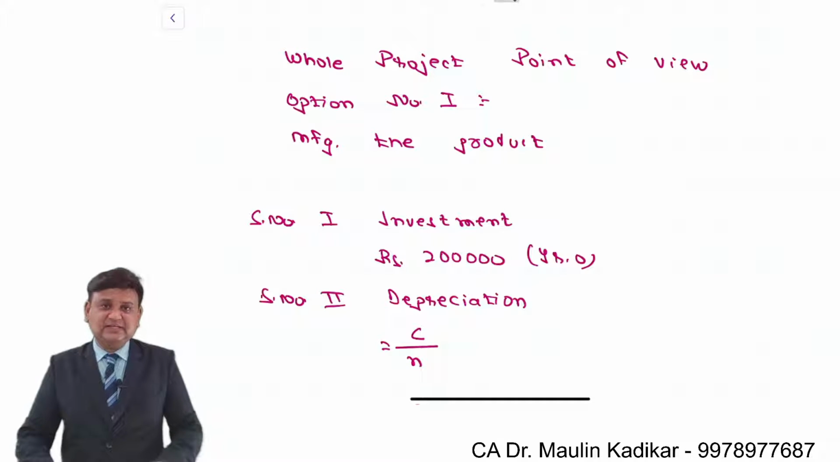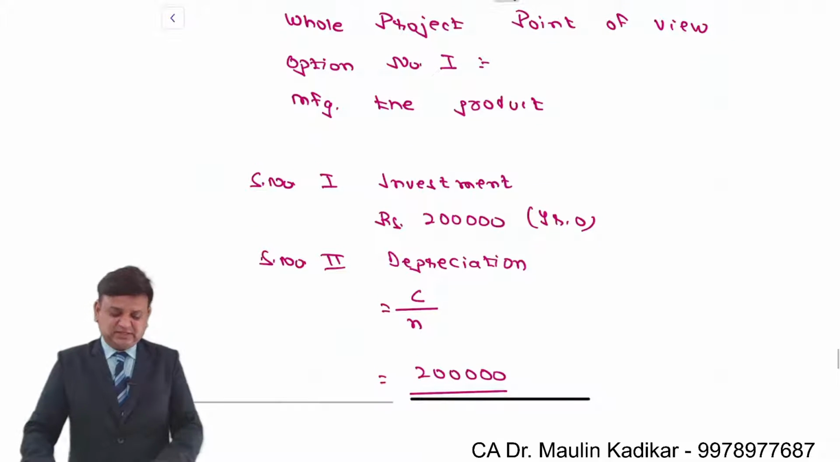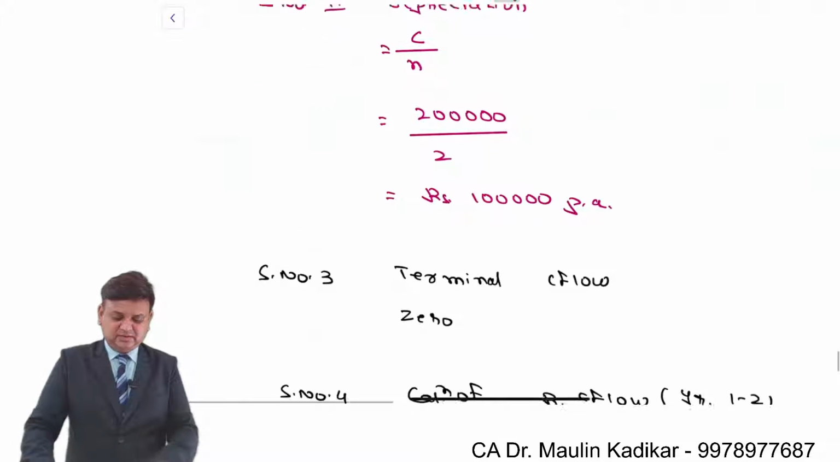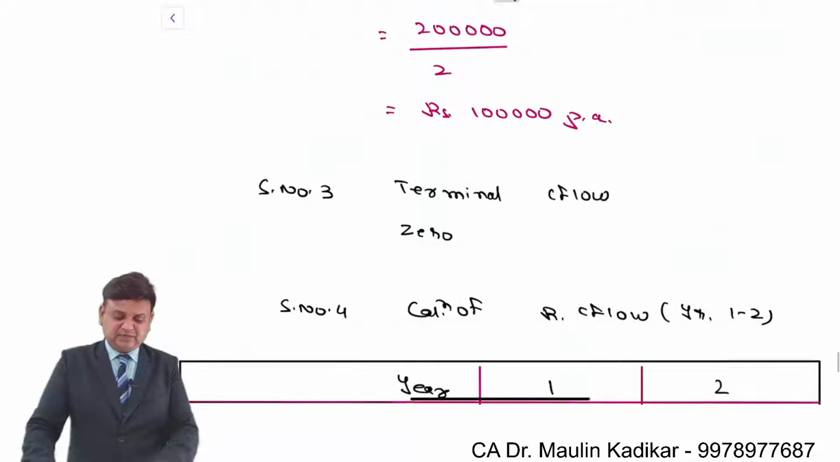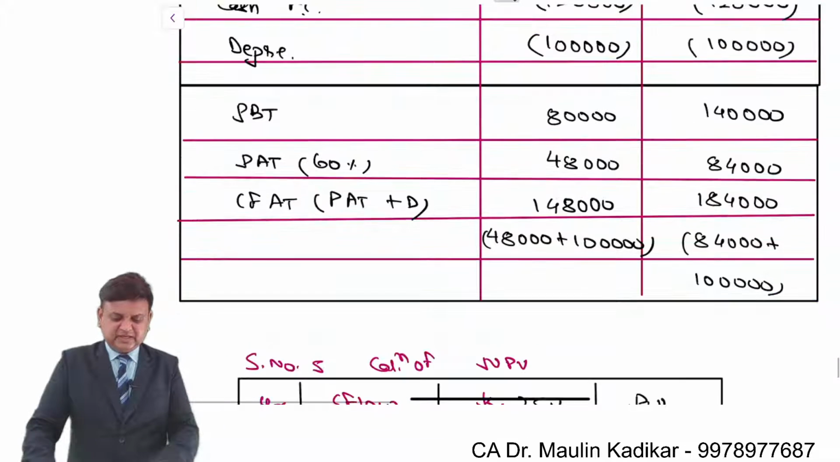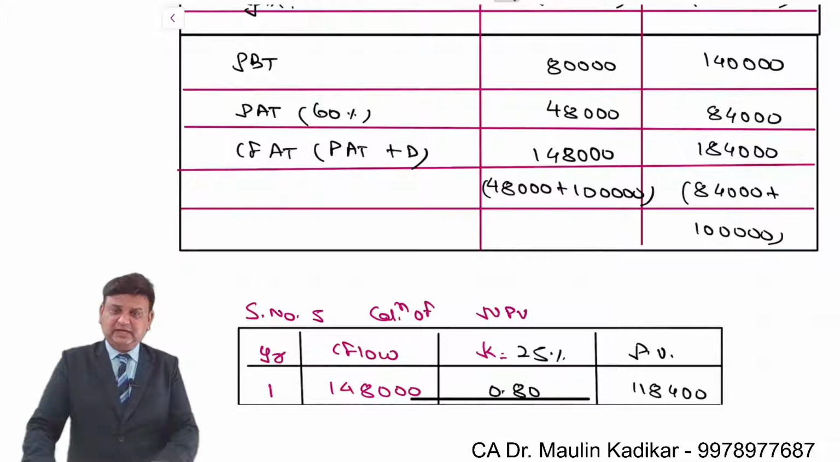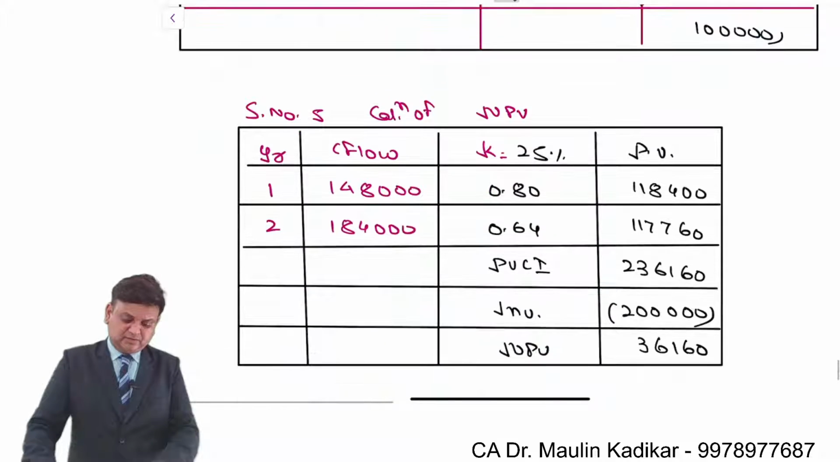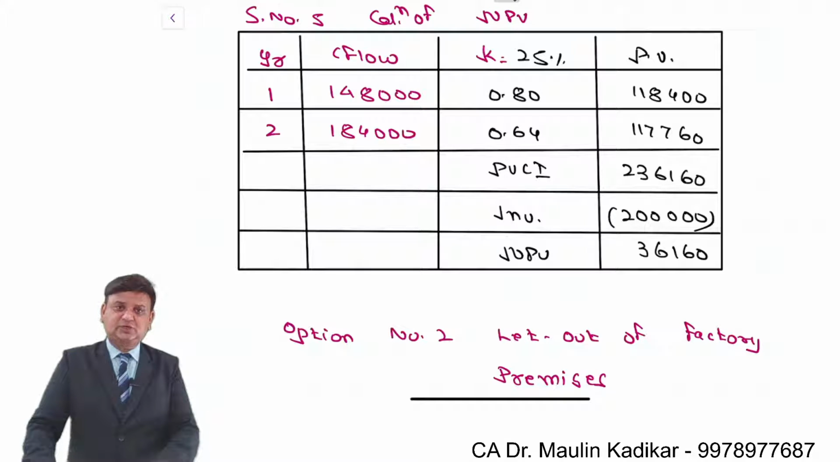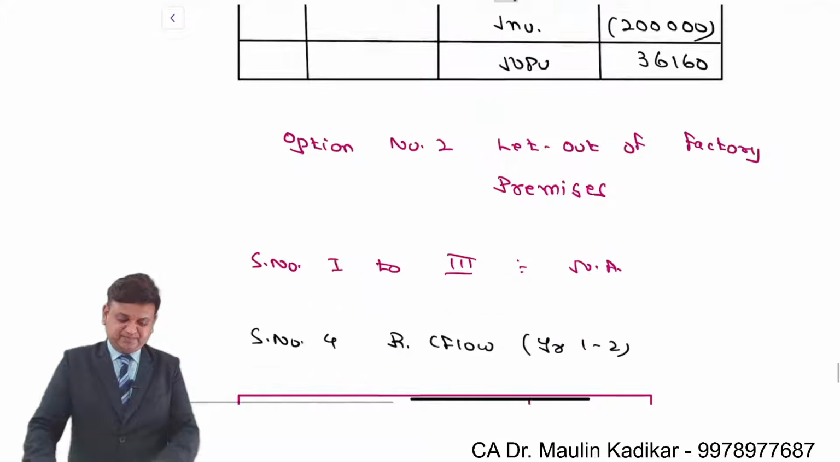So let us revise the answer. The first option is manufacturing of the product, investment 2 lakhs, depreciation 1 lakh per annum, terminal cash flow 0, recurring cash flow for the first year 148, for second year 184. NPV is calculated by discounting the future cash flows in the present value term.